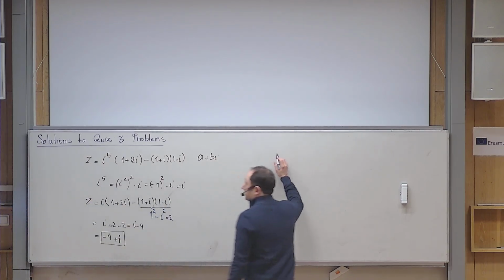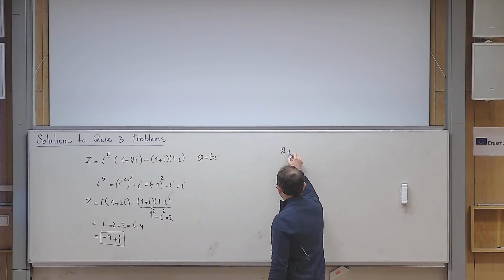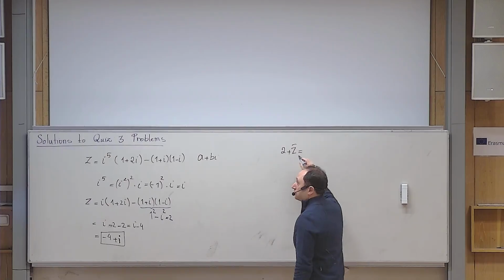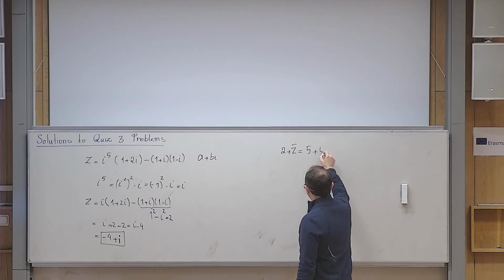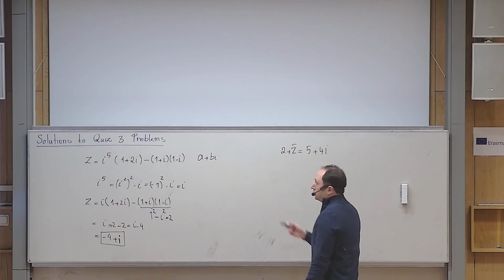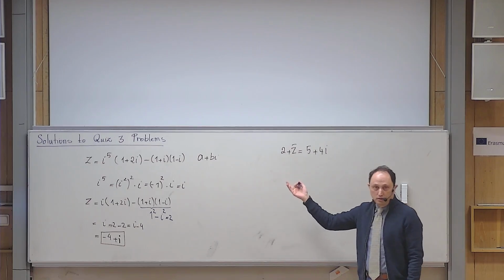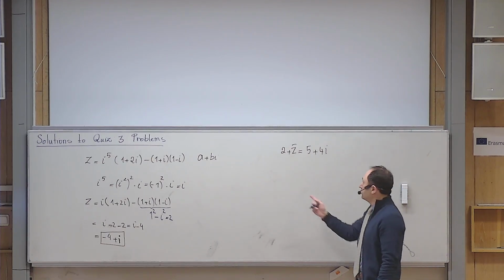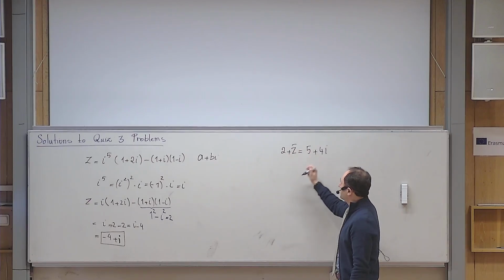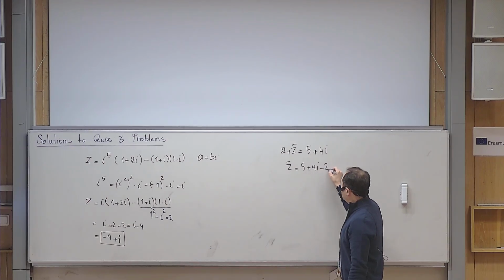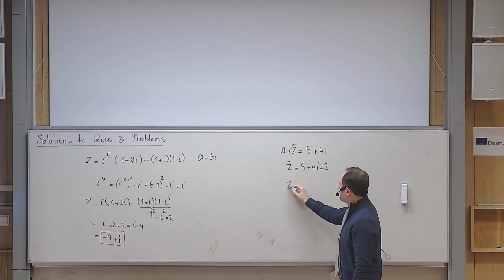So the problem is 2 plus z bar equals 5 plus 4i. You know that you need to find z. If I can manage to find z bar, I can find z. So it's very simple. You just move 2 to the other side. So what happens for z bar? 5 plus 4i, 2 goes to the other side. Let me write it. 5 minus 2 is 3, plus 4i.